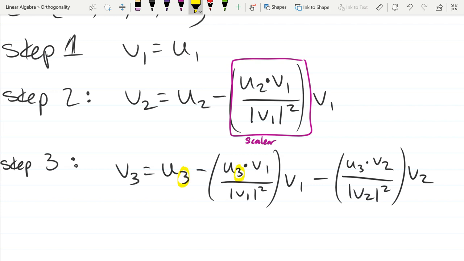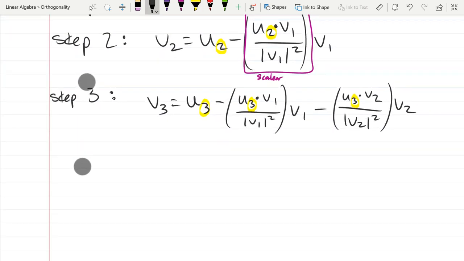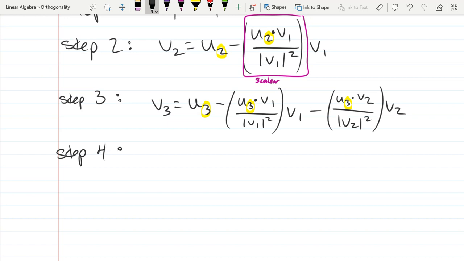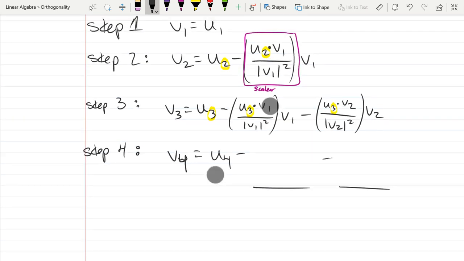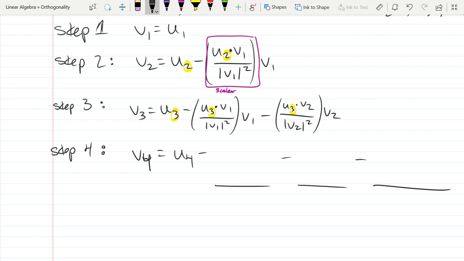One thing you could notice about the pattern is, I'm just circling the subscripts right there, the vector U that you use is U3 on all those spots. All right, step four. I want you to write what you think is the pattern. So what you think is the next. And I'll start you off with U4 minus. And there's going to be three things. So I want you to fill in what you think are the three things that go in here. And the pattern should be somewhat obvious.